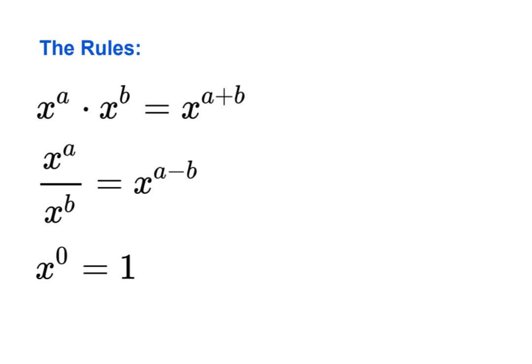The next rule is that anything to the 0 power is equal to 1. You can just test this out on your calculator if you don't believe me. Put in 8 to the 0 power, you will get 1. If you put in 12 to the 0 power, you will get 1. If you have a variable to a 0 power, it's just 1.